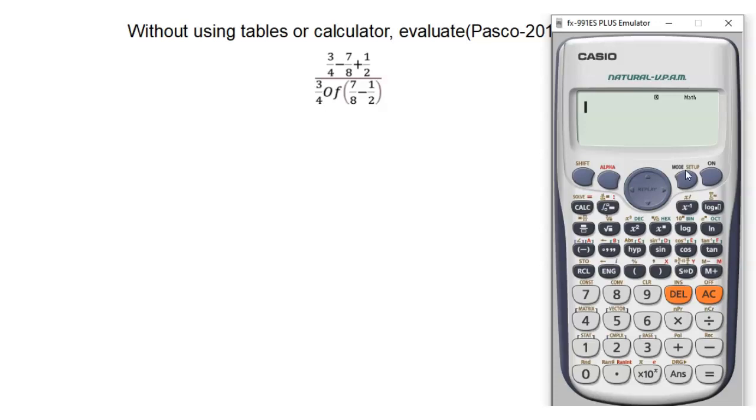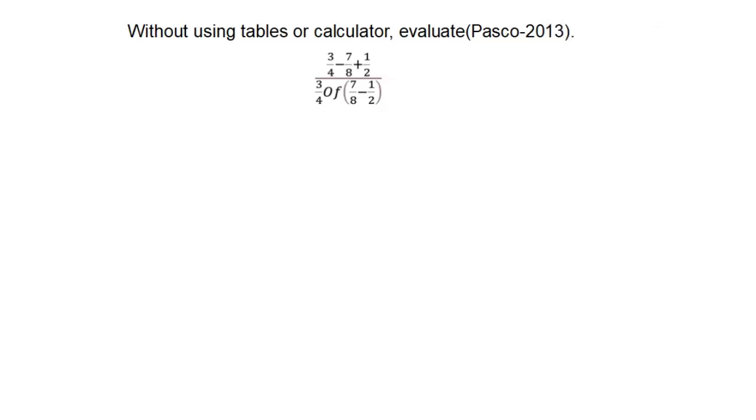Mindful that we are also obeying the order of operation, which is BODMAS, so you have to also obey BODMAS as you are doing this kind of questions. So here, let's go ahead and rewrite. The "of" here is multiplication. So we have 3 on 4 minus 7 on 8 plus 1 on 2, all divided by 3 on 4 times, in parentheses, 7 on 8 minus 1 on 2.